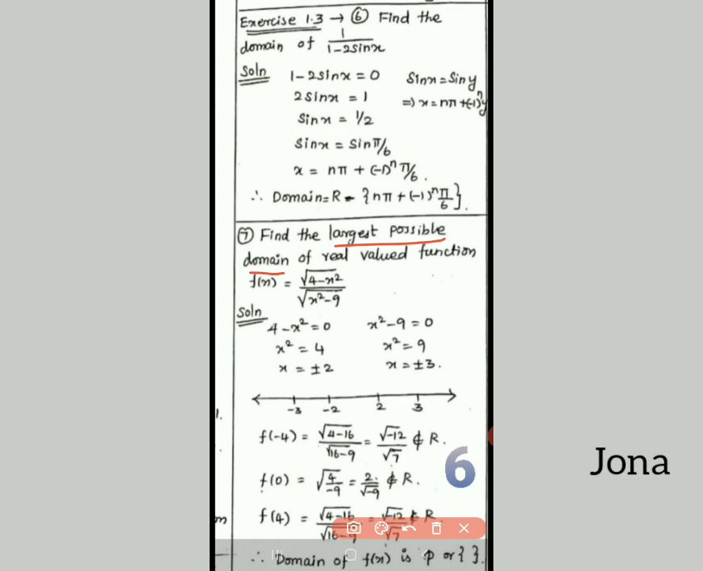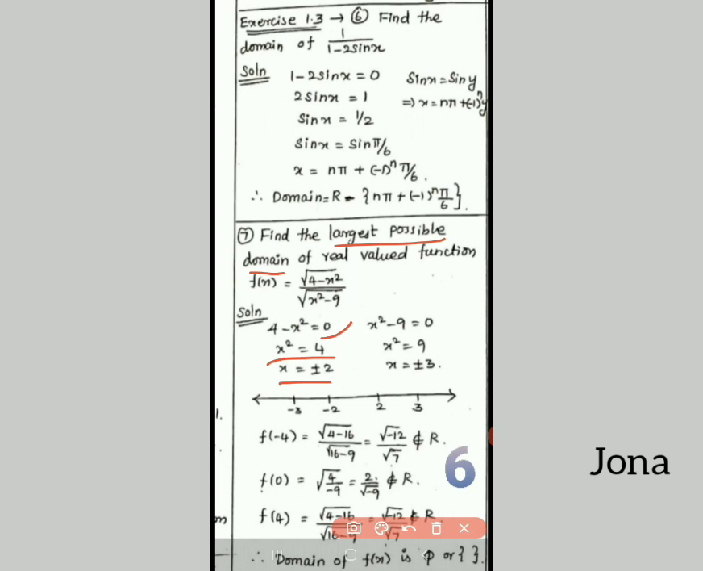First I want to find the value of x. Let me take 4 minus x square equal to 0. For each and everything we want to equate to 0 only. So 4 minus x square equal to 0. From this we can take the 4 to the other side, it becomes minus 4. The minus gets cancelled, so x square equal to 4. That is nothing but x equal to plus or minus 2.